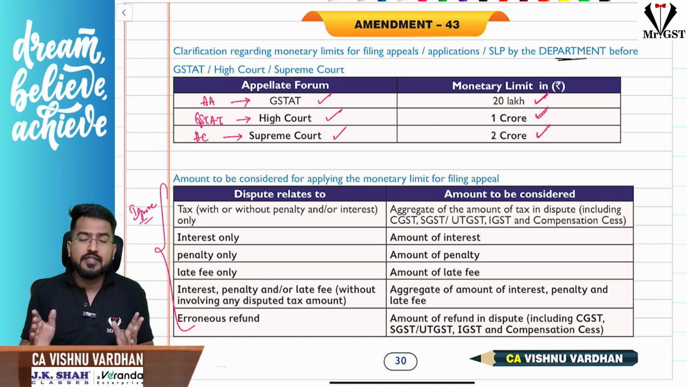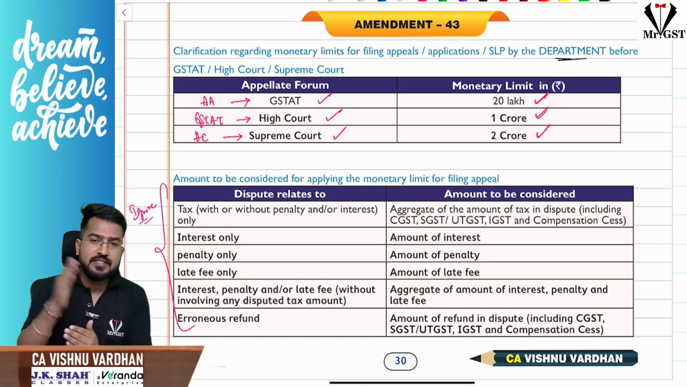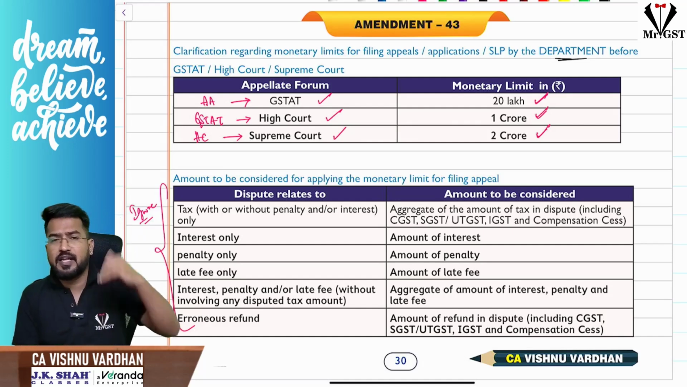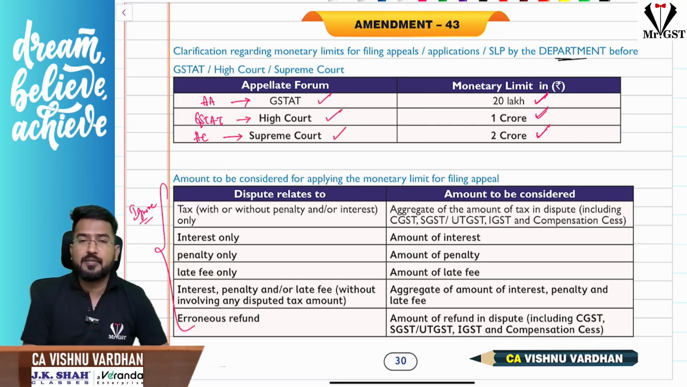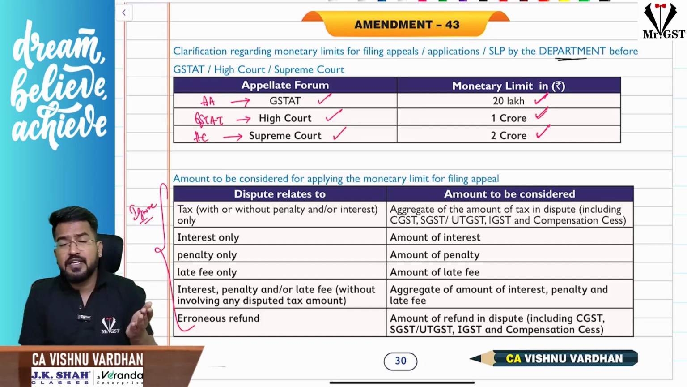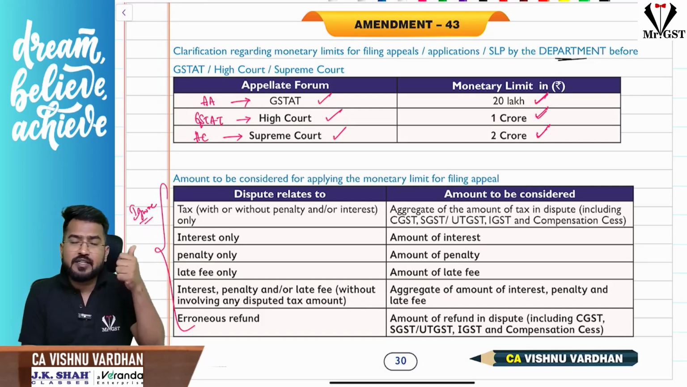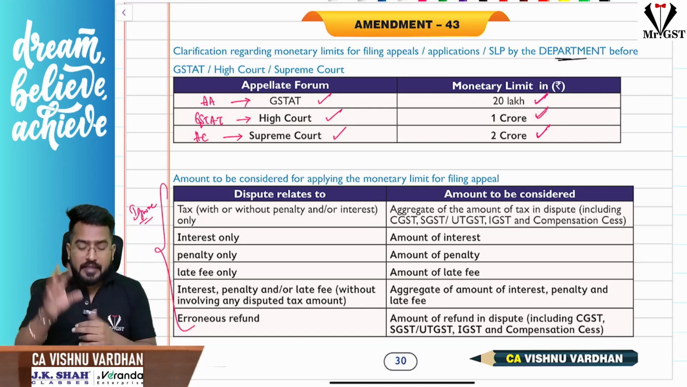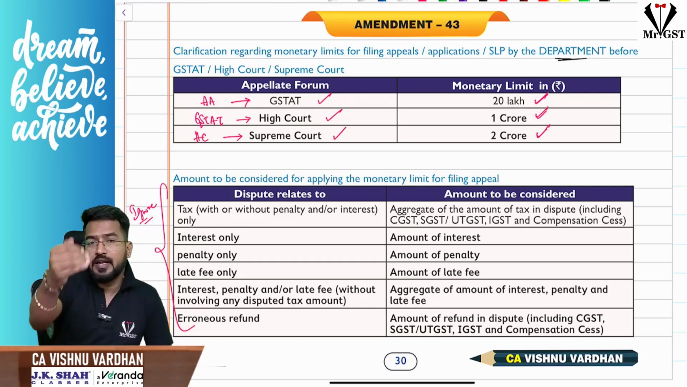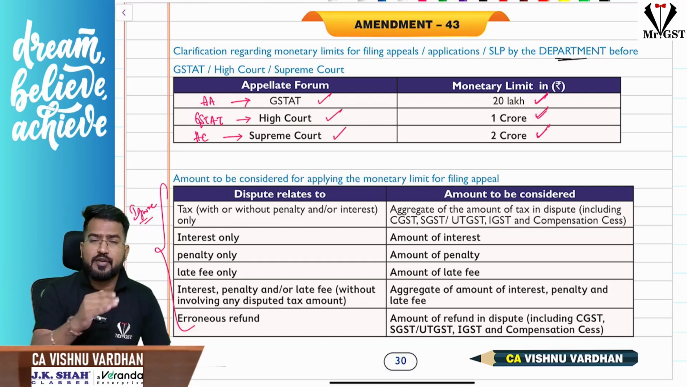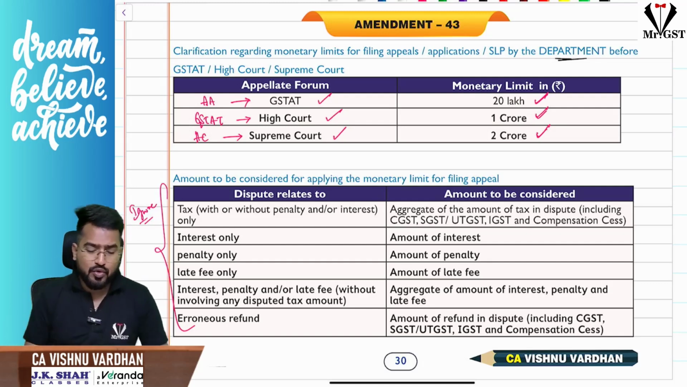No, sir, in the demand order against which we are going for an appeal, there is only interest involved. Then consider that interest. It should be greater than 20 lakhs, 1 crore or 2 crores as the case may be. No, sir, it involves only penalty. Then only consider that penalty amount. No, sir, it involves only late fees. Only consider that late fees amount. No, sir, it involves not tax but interest, penalty, late fees. Tax is not involved. In that case, the aggregate of that interest, penalty and other amounts should be included, and identify whether it is greater than 20 lakhs or exceeding 1 crore or 2 crores as the case may be.